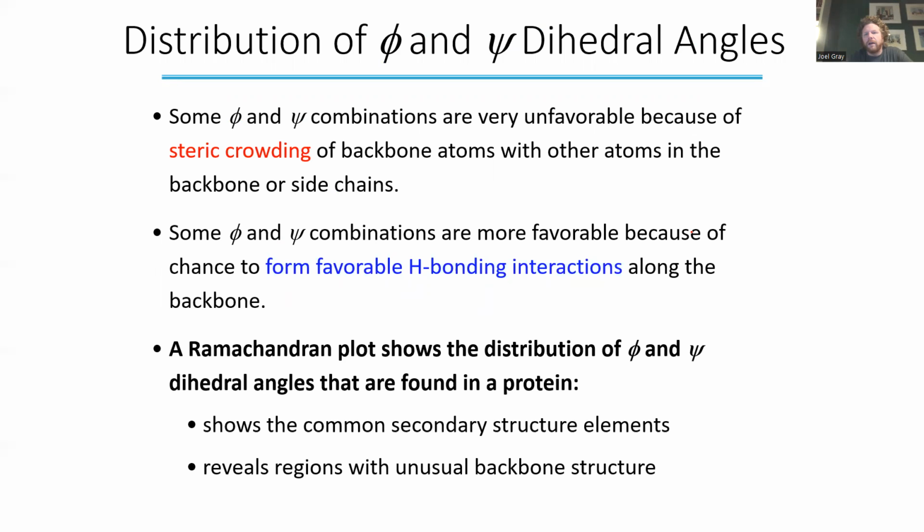Now, some phi and psi combinations are much more favorable because of the chance to form favorable hydrogen bond interactions along that backbone. This is, to me, very complicated and kind of abstract. But a way that this can be visualized is with a graph known as a Ramachandran plot. This shows the favorable phi and psi angles that are found within a protein. It also shows common secondary structural elements, and it reveals regions of unusual backbone structures.